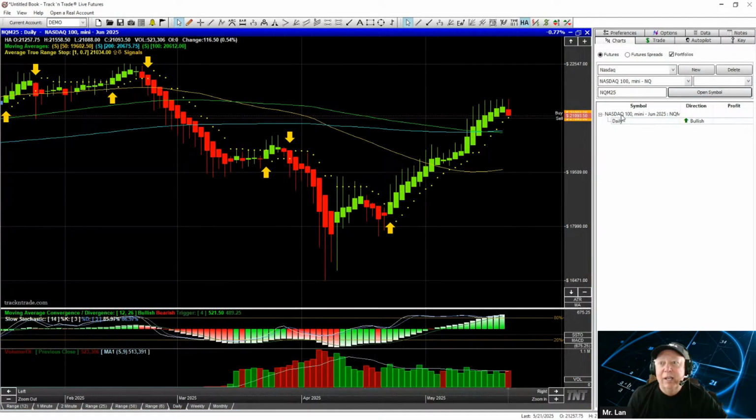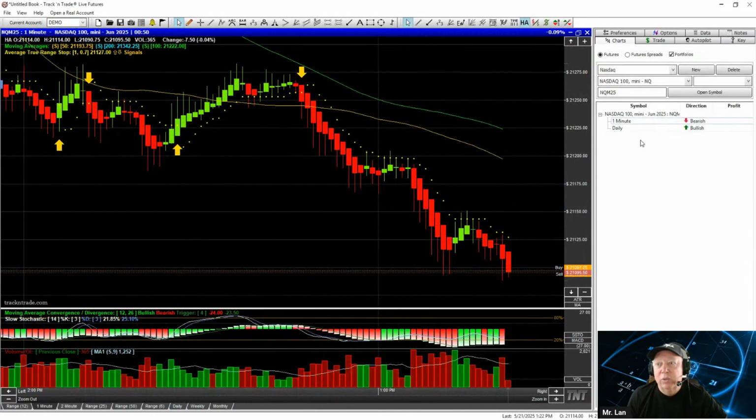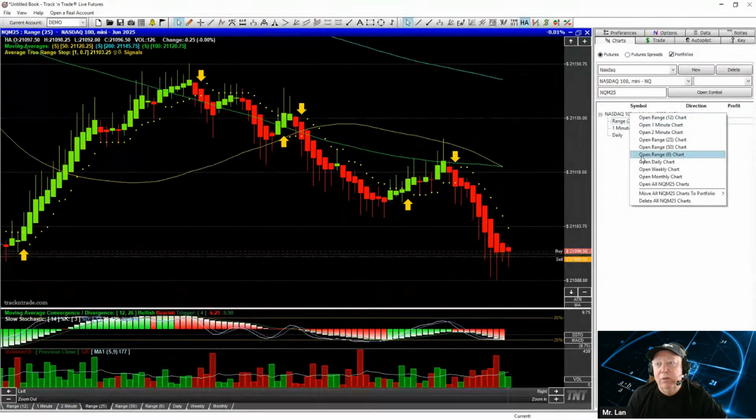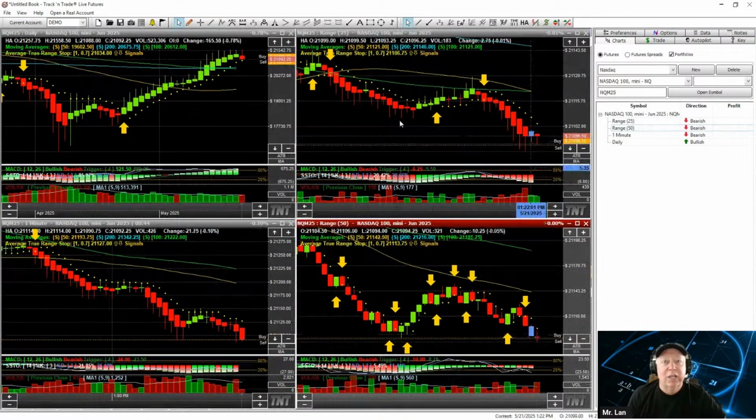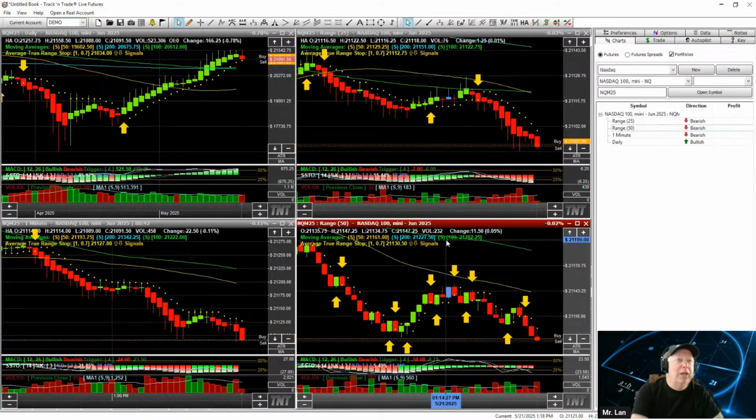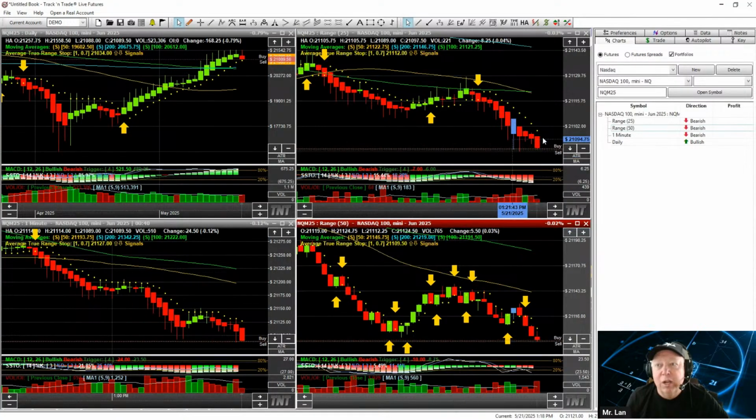We got the daily. We can come down and we can put a 1 minute chart. We can put a range 25 chart, and we can put a range 50 chart. Now we got 4 charts, so we can put them all on the screen at once. And look at that. We got 4 NASDAQ charts all in one portfolio.